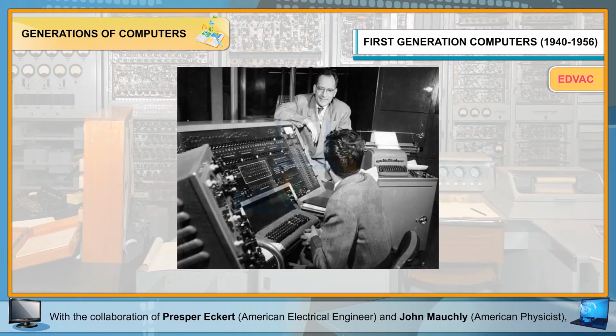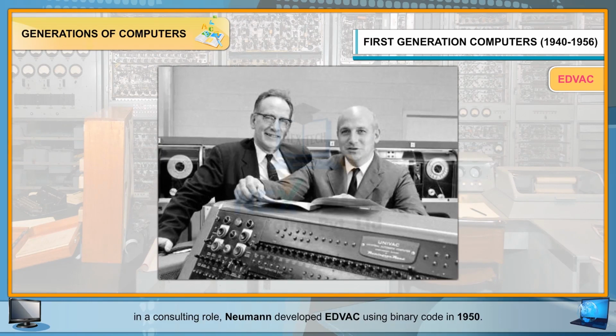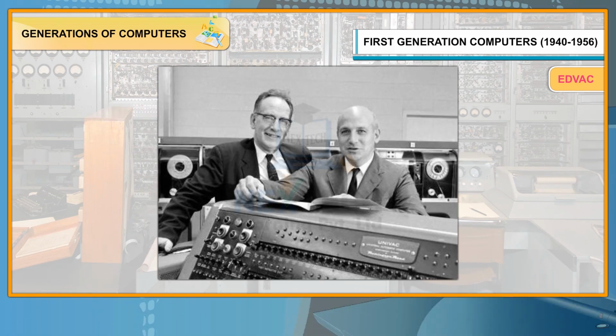With the collaboration of Presper Eckert, American electrical engineer, and John Mauchly, American physicist, in a consulting role, Neumann developed EDVAC using binary code in 1950.